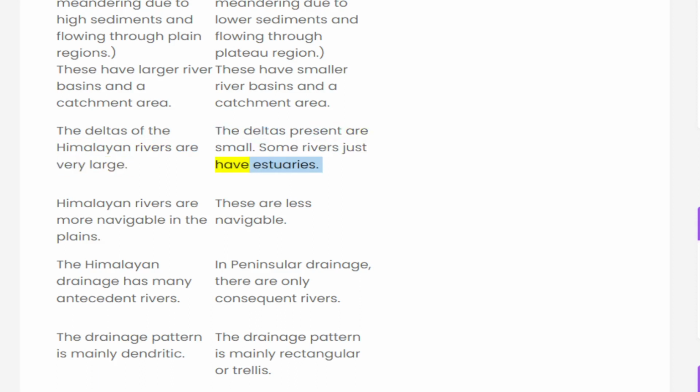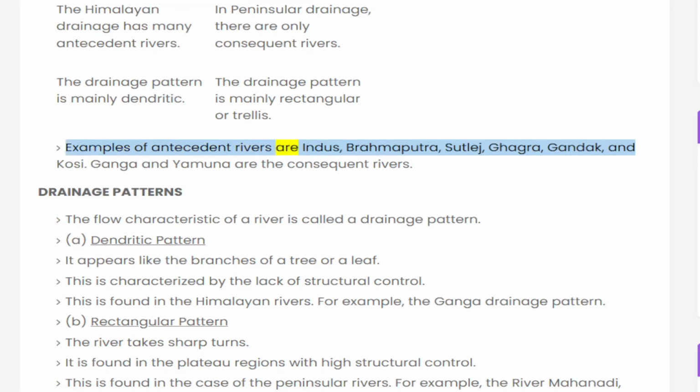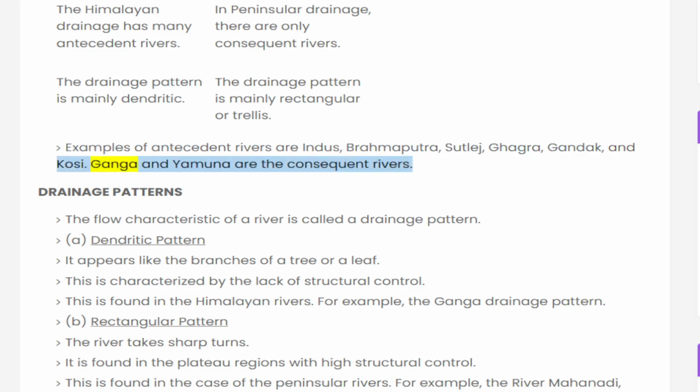Some peninsular rivers just have estuaries. Himalayan rivers are more navigable in the plains. Peninsular rivers are less navigable. The Himalayan drainage has many antecedent rivers. In peninsular drainage, there are only consequent rivers. The Himalayan drainage pattern is mainly dendritic. The peninsular drainage pattern is mainly rectangular or trellis. Examples of antecedent rivers are Indus, Brahmaputra, Sutlej, Ghaghra, Gandak, and Kosi. Ganga and Yamuna are consequent rivers.